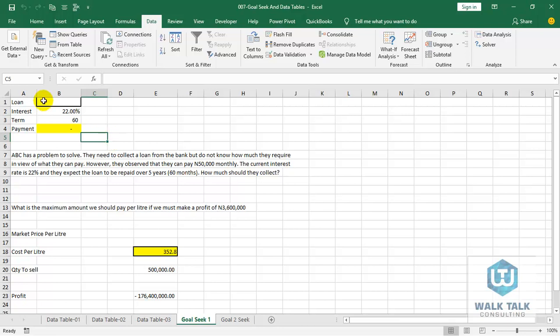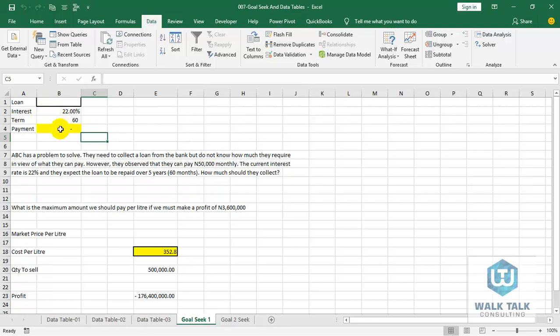For example, you have this problem: ABC has a problem, they need to collect a loan from the bank but do not know how much they require in view of what they can pay. However, they observe that they can pay 50,000 naira monthly. The current interest rate is 22% per annum and they expect the loan to be paid over a 60-month period. How much should they collect to be able to meet this repayment objective?